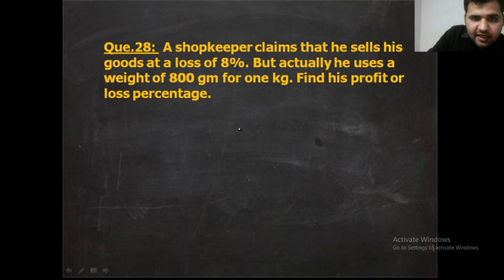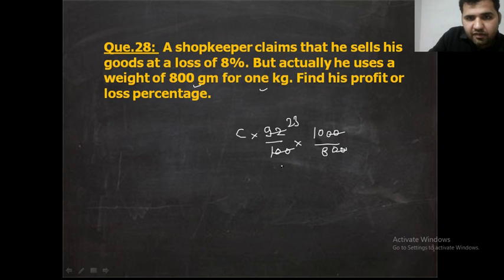Let me explain again. The first is the loss of 8%. That means the first multiplying factor that you will get would be 92 by 100. Now second, you are using a weight of 800 gram for 1000 gram. That means 1000 upon 800 because it is profit making. So just solve it, right? 800, so this will be cancelled. This would be 23, this is 25, right? And 5 into 5, 5 into 2, this will cancel on 4.